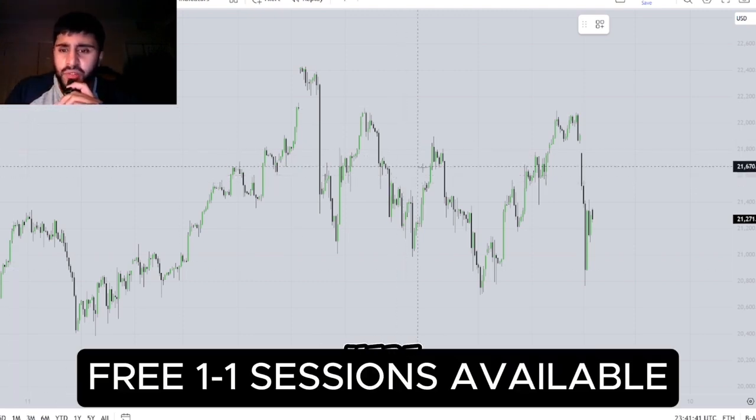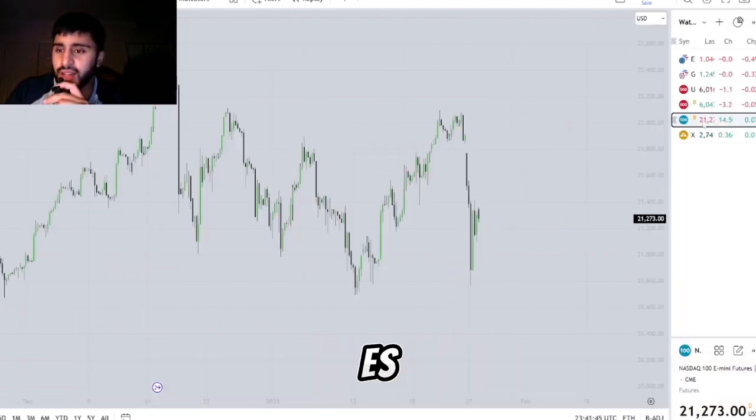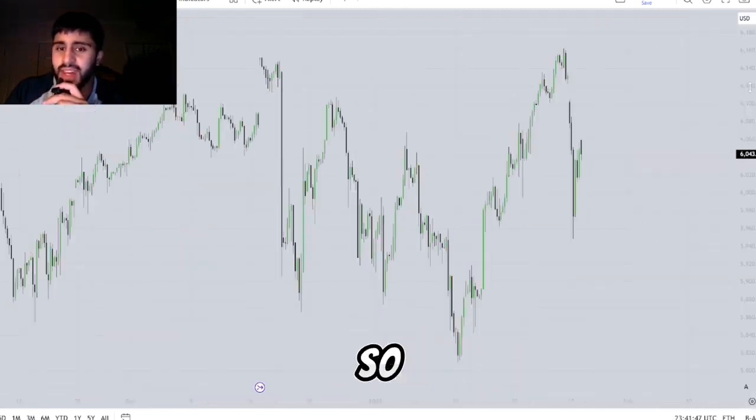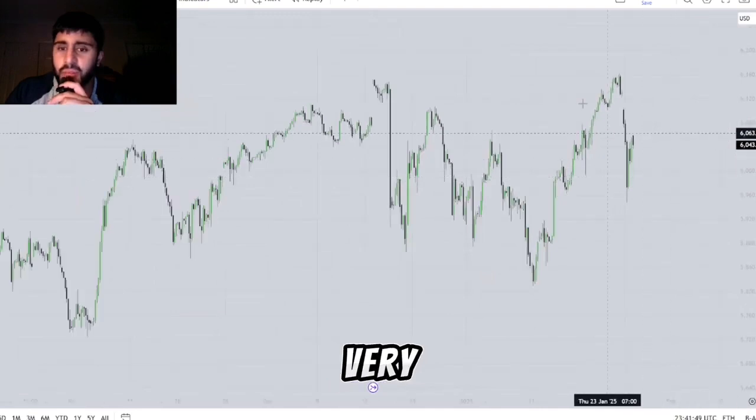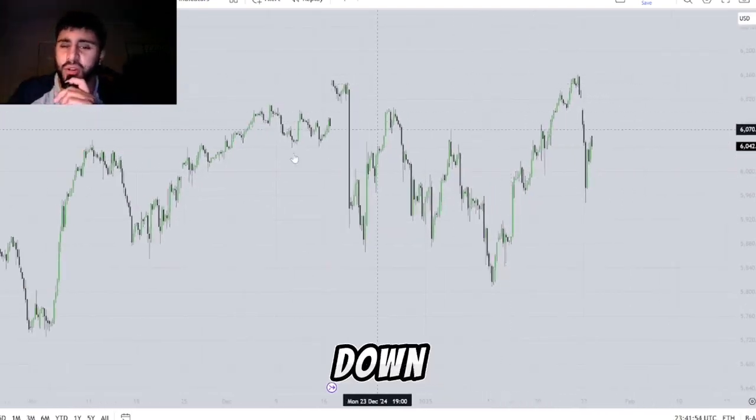So on the higher time frames here on the Nasdaq, we're going to be going over, sorry, not Nasdaq, actually, let's do ES. I prefer ES over Nasdaq, right? So here on ES, we're going to be going over very, very basic kind of market structure. We're going to be going over how you can go from higher time frame down to lower time frame, right?